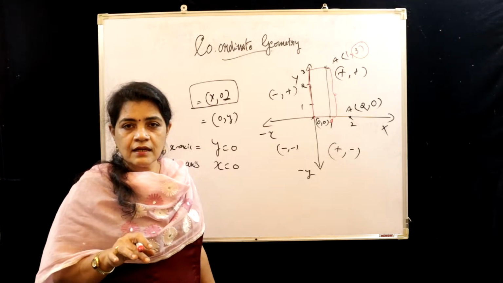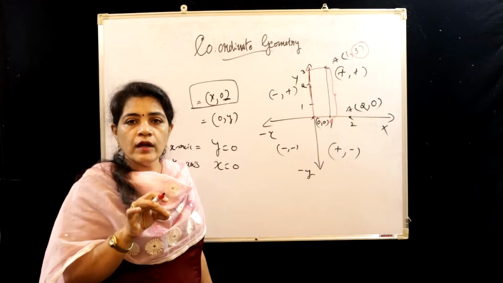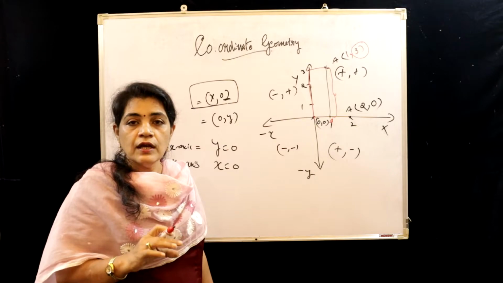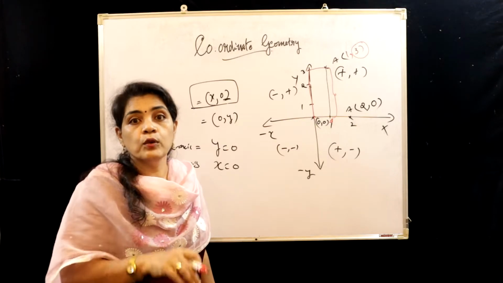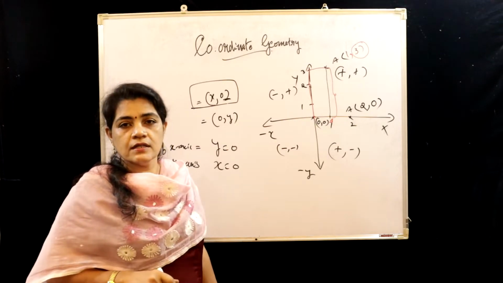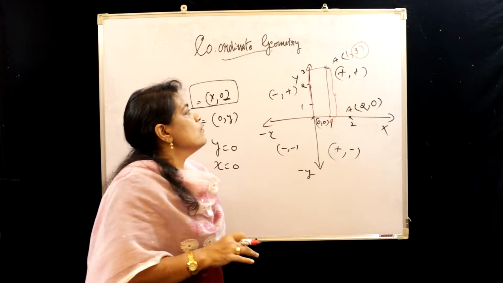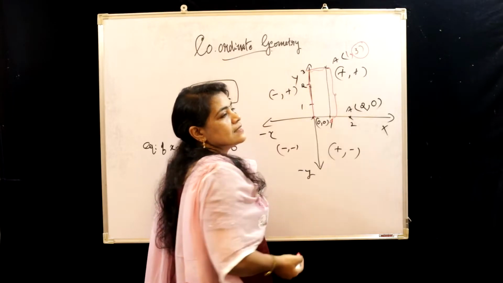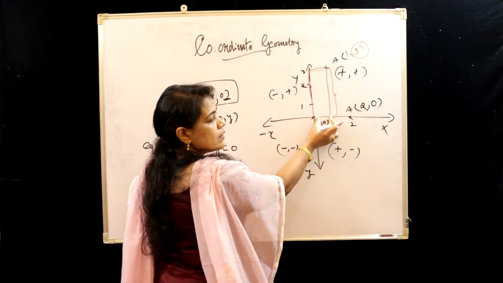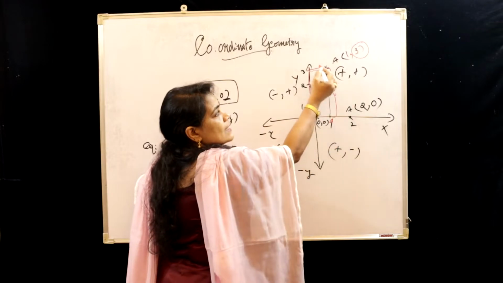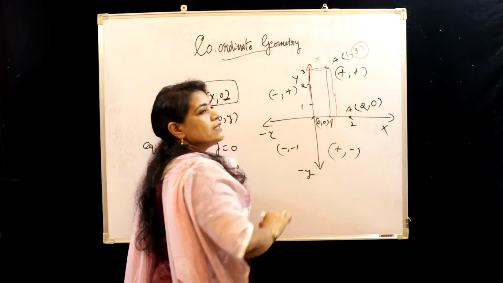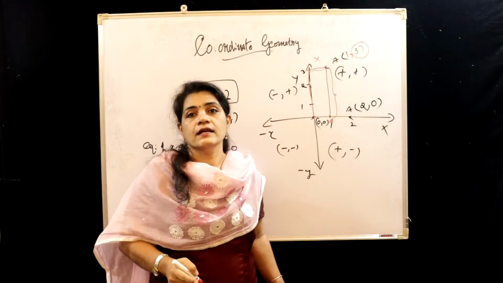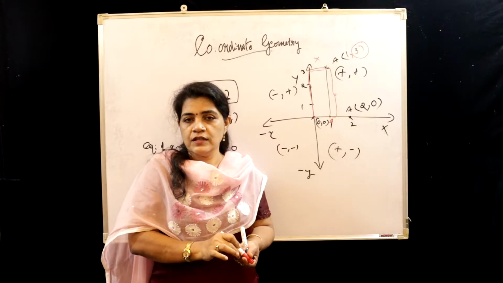That means the distance of that point from the x-axis will give its y coordinate. That point is clear, children? The distance of a point from the x-axis is equal to its y coordinate, that many units. That means here 3 units. Is it clear? In the same way, the distance of this point from the y-axis is this one, which is 1. Its x coordinate will give you the distance of that point from the y-axis. Point is clear, children?